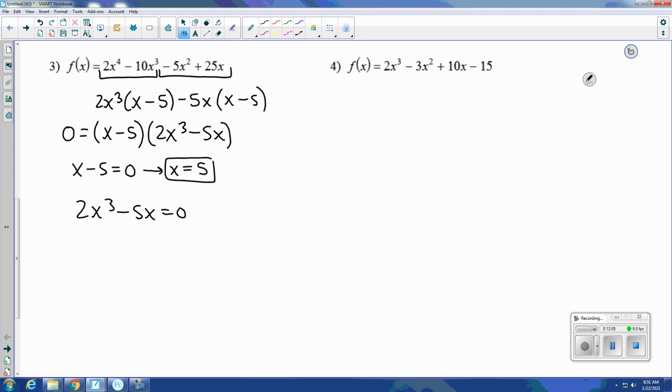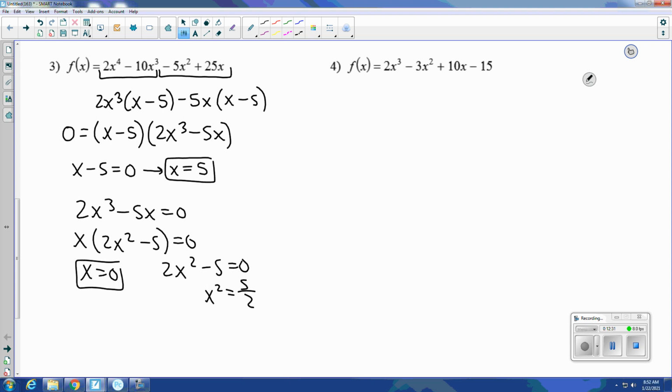How are we going to solve this? Well, let's take a GCF out of that. We'll have a 2x squared minus 5. So we can break this up now. We have x equals 0 from that GCF. Then we have 2x squared minus 5 equals 0. This is a quadratic that does not have a linear term, so we can just solve directly for x. And we're going to get x squared equals 5/2. Take the square root of both sides, and don't forget the plus or minus.